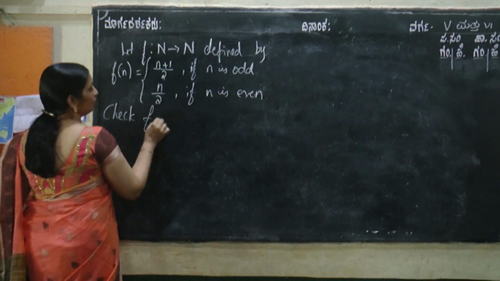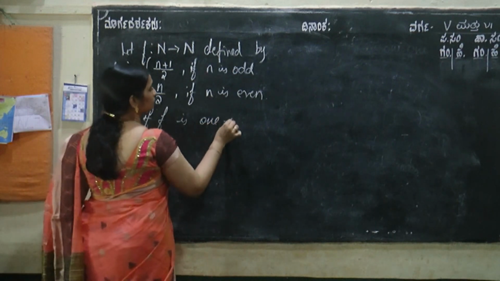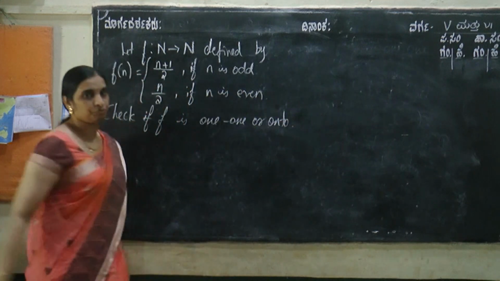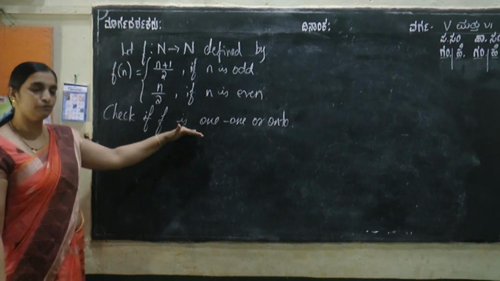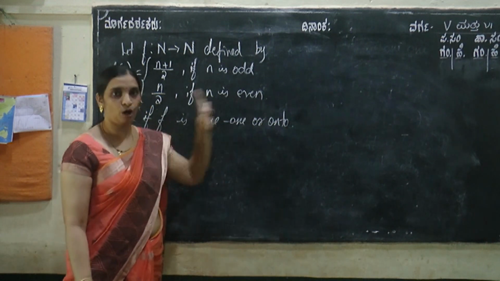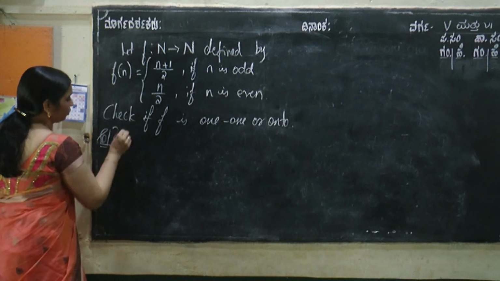Check if f is one-one and onto. So here we have to check whether the given function f is one-one or the function f is onto. So now what we do, we will consider the definition of the function.